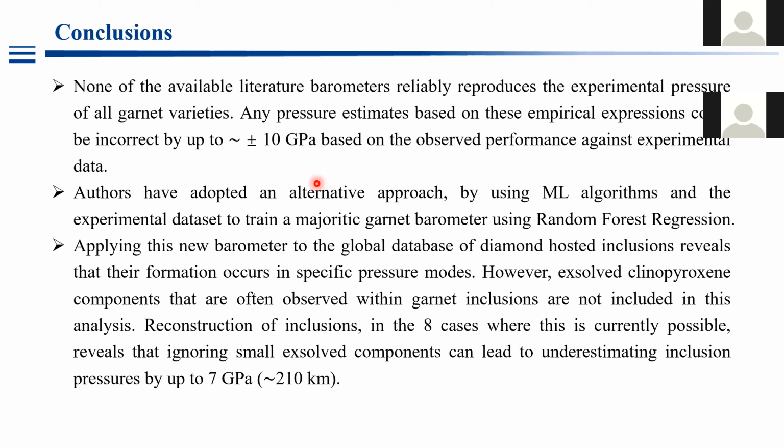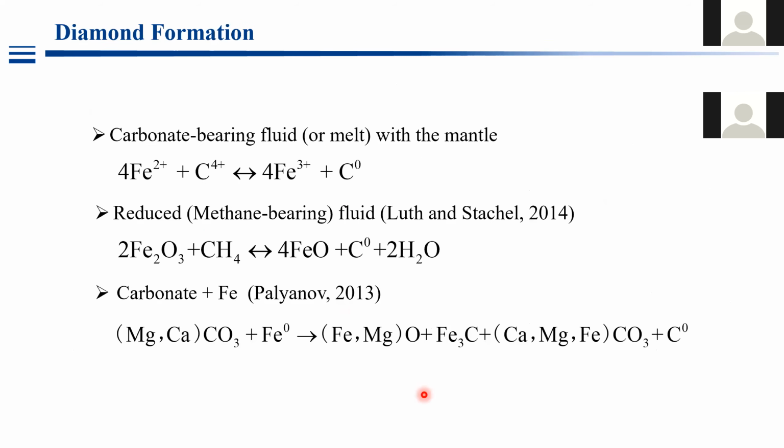The second, the authors have adopted an active approach by using a machine learning algorithm and experimental data set to create a new meteorite barometer using random forest regression. The last one is that applying this new barometer to the global database of diamond-hosted inclusions reveals that their formation occurs in specific pressure modes. That's about this paper.